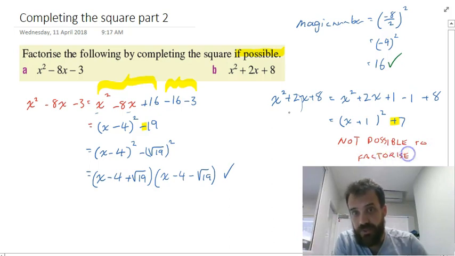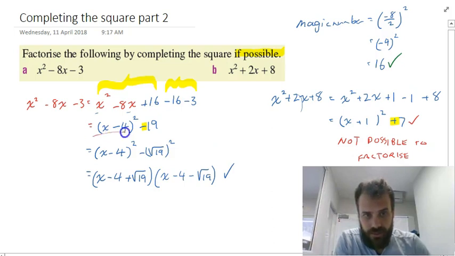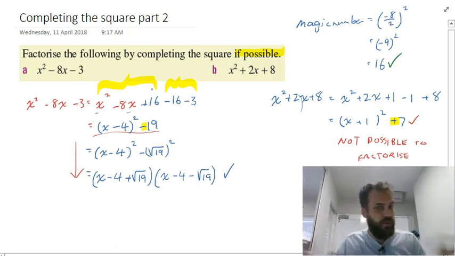Now, I have completed the square. That's called completing the square. But I haven't been able to factorize it. So this is good up to here. This is completing the square up to here, and then that's factorizing as you go further down. Completing the square.